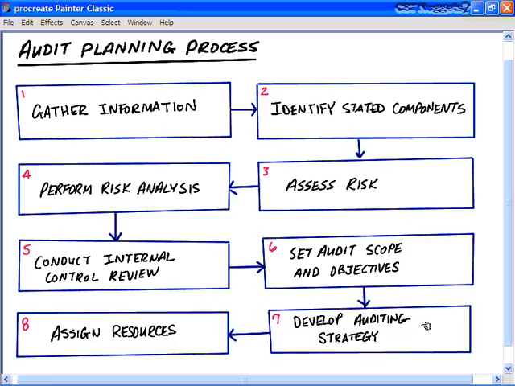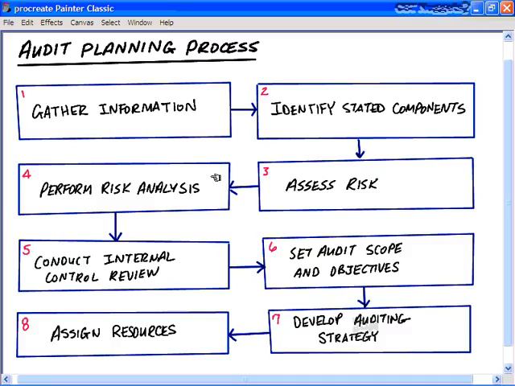The seventh step in the planning process is to develop an auditing strategy or an auditing approach. Fortunately, you don't have to develop this auditing strategy in a vacuum. In this CISA series, I'll give you all the tools you need to develop this strategy. And then finally, once you've accomplished all 7 steps, you're now ready to assign the resources. This is actually personnel resources to complete the process.